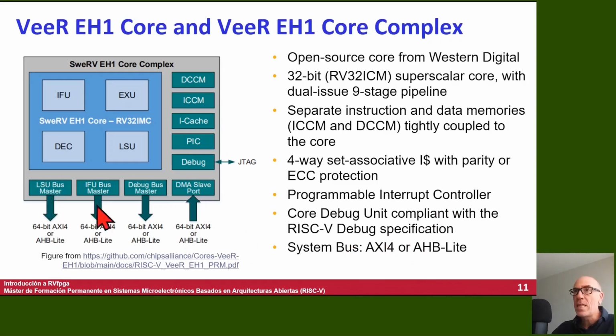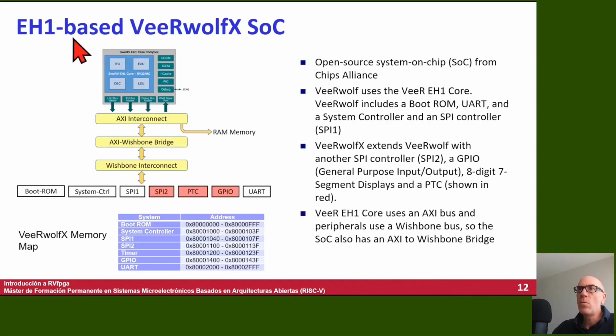It also has a series of buses configurable as AXI4 or AHB-Lite. In our case, we'll use the AXI bus. The core EH1 is integrated into the SweRVolf extended SoC shown in this figure. As we can see, the core complex connects via an AXI bus to a bridge that converts AXI bus signals to Wishbone and vice versa, and then the Wishbone bus connects to the controllers of the devices available in the SoC.